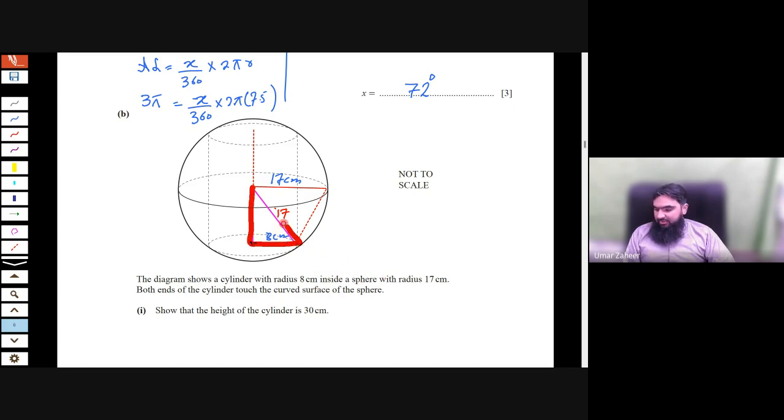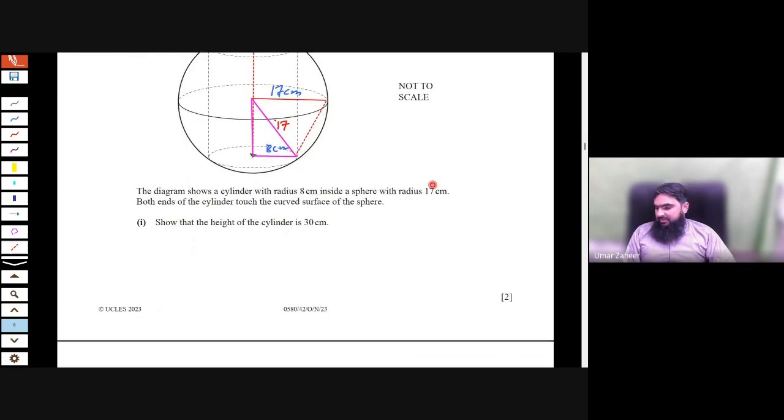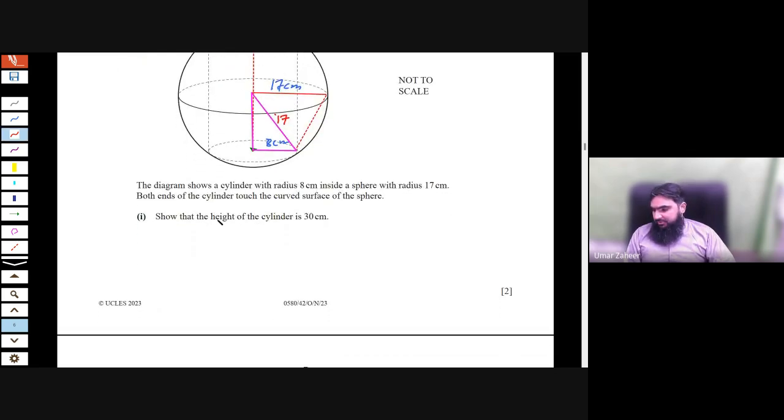So look at here, automatically you are going to get a right angle triangle. We need to find the height. So we will find this one, multiply by 2, and we will get the whole height of the cylinder. So we have to use the Pythagoras theorem. Let's say it is x. Hypotenuse square, that is 17 square, is equal to the sum of the squares of the two other sides, x square plus 8 square. So 17 square minus 8 square is equal to x square.